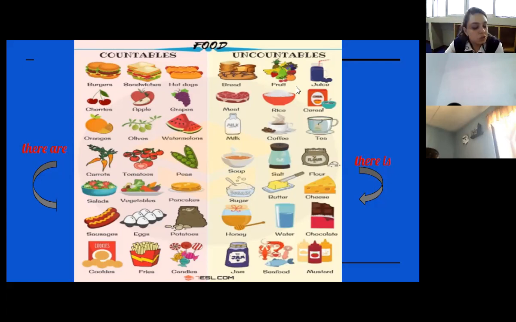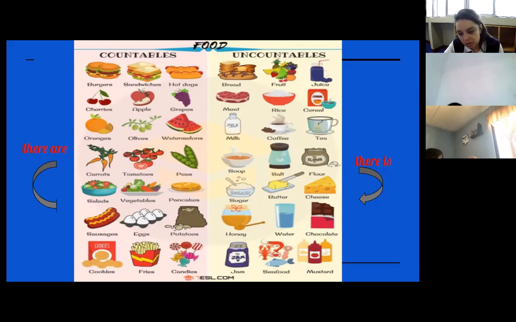So non-count are the things that you cannot count, okay? It's a group of things that you cannot count. For the count, you use are because you can count it.